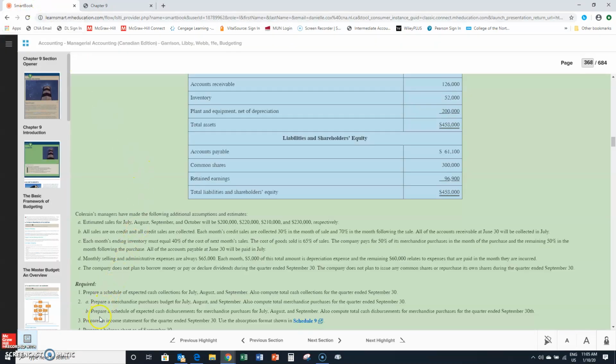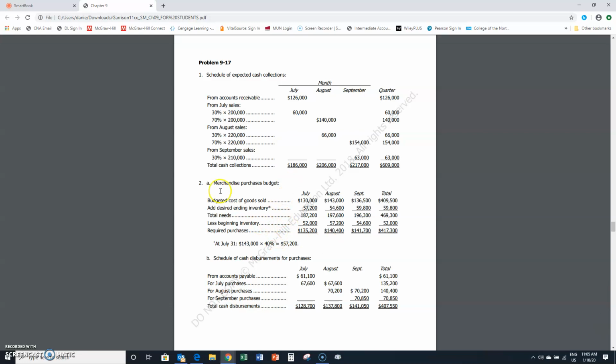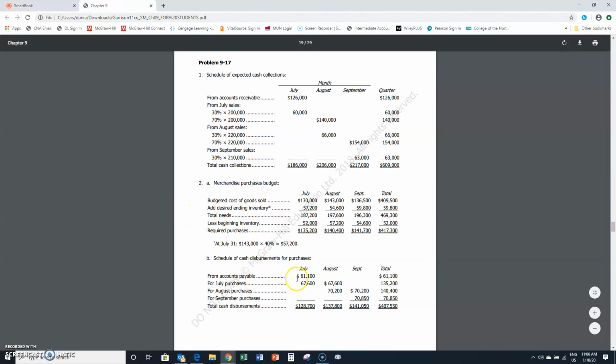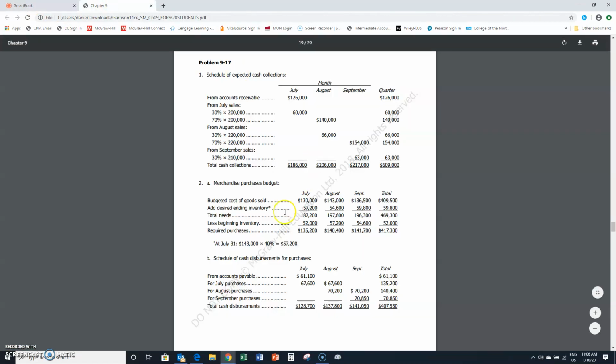We are also then to prepare a schedule of expected cash disbursements and then the total for the quarter. So your cash disbursements are going to come from the purchases that you made, but it tells us here the company pays for 50% of its purchases in the month of the purchase and the remaining 50% in the month following. All of the accounts payable at June 30th will be paid in July. So the first thing in July, we're going to pay the accounts payable from June. We look up to our statements, and accounts payable is 61,100.